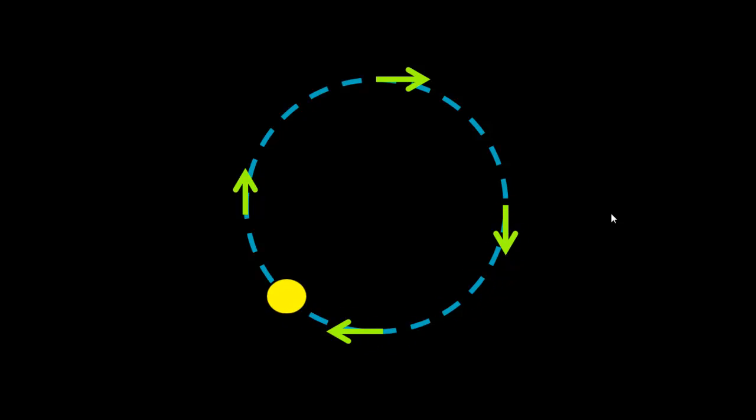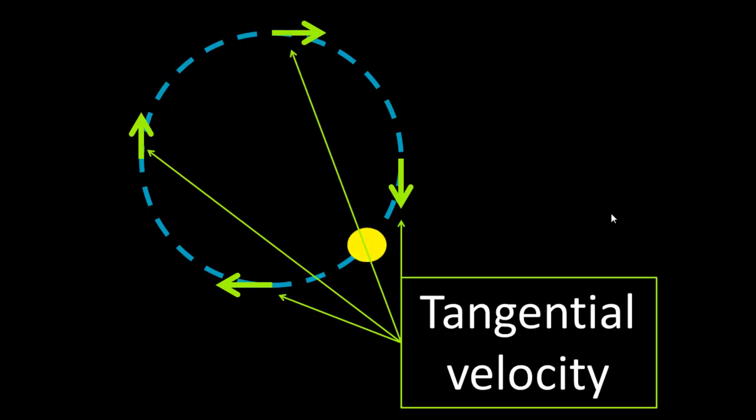So this is uniform circular motion. The radius of the circle is not changing. The speed of the object traveling the circular path is not changing. We'll again see that we've got the constant speed on a circle of a fixed radius, and we're going to define that speed that never changes in uniform circular motion as tangential velocity.